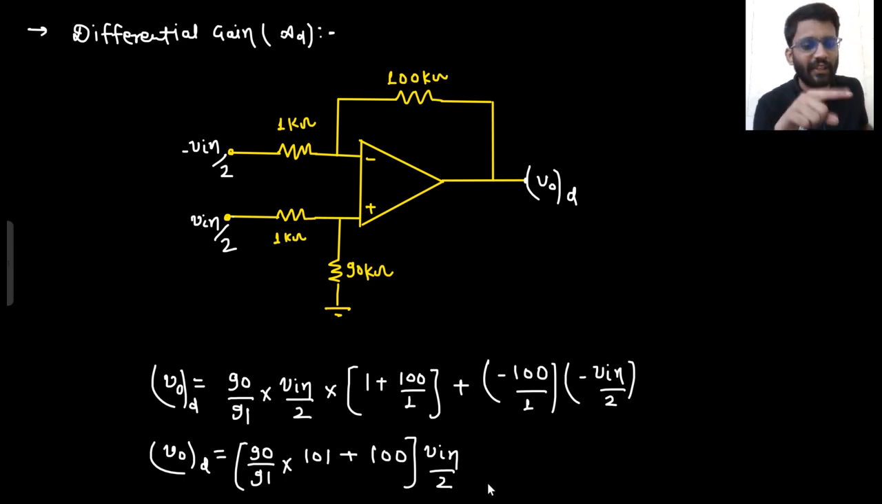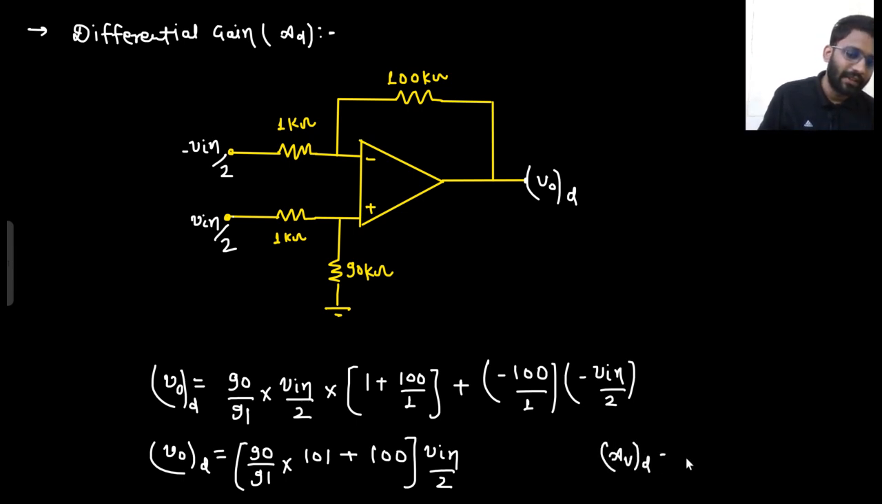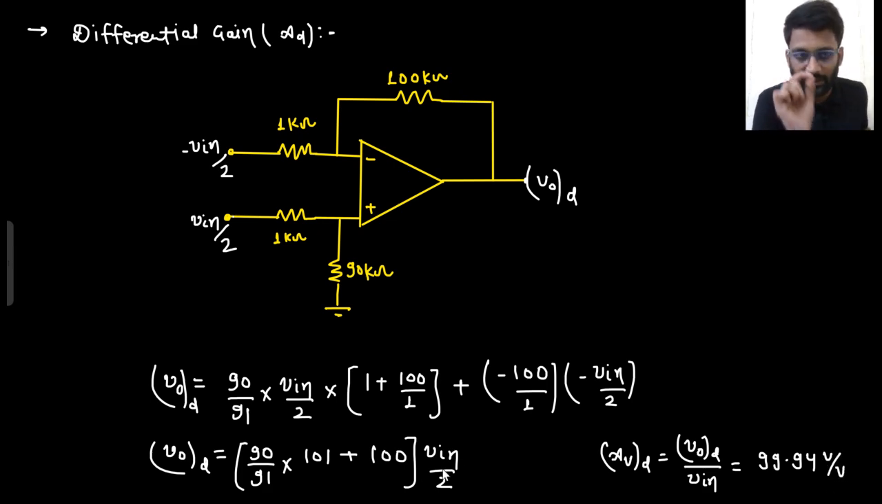So what will be your differential gain? That would be V naught D by V in, not V in by 2. Your differential gain would be V naught D divided by V in. That would be 90 by 91 into 101 plus 100 divided by 2, which is 99.94 volt per volt. You need to just take care of this.